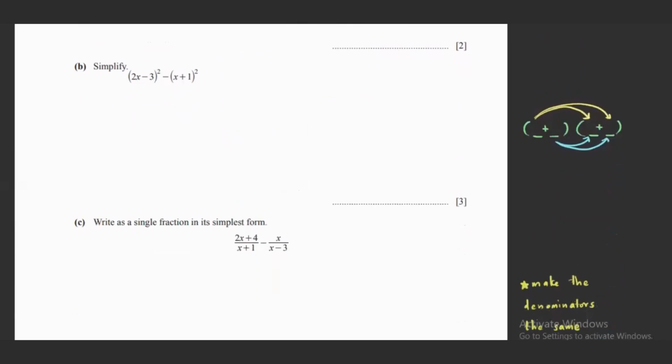Let's move on to part B. We need to simplify (2x minus 3) squared minus (x plus 1) squared. First, I'm going to expand each bracket separately, and then I'm going to do the subtraction. Now, when I consider this (2x minus 3) with the square, it means that 2x minus 3 is multiplied with 2x minus 3. That's the meaning. So when I have two brackets to expand, this is what I need to do.